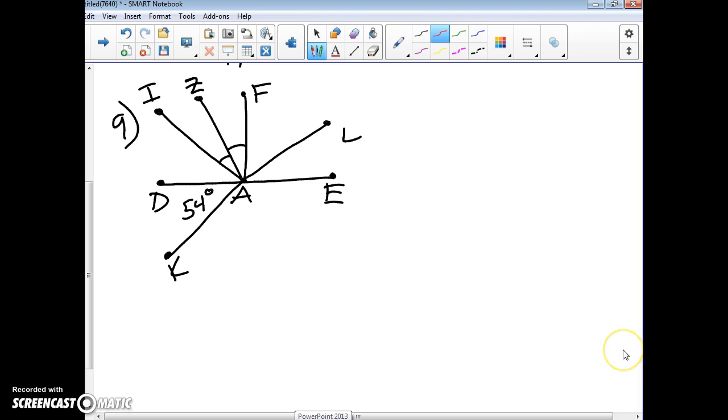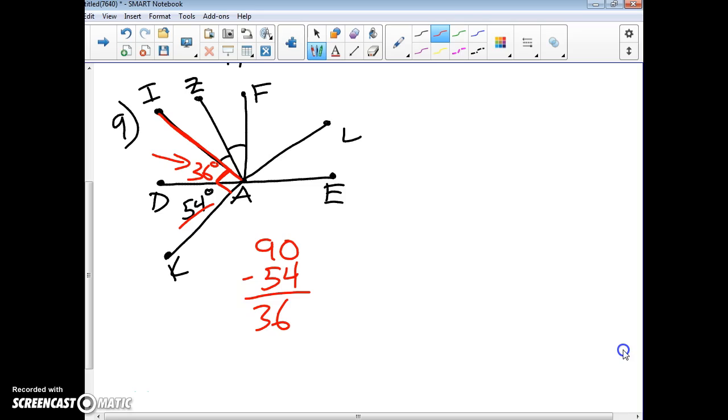Number 9, I've already done the problem, or I'm sorry, I've already made the picture for number 9, and the only thing I give you is that that's 54 degrees. Well, let's do some figuring here. Let's look at it this way. I tell you in the problem that AI is perpendicular to KL. So that means this angle right here is 90. So if I'm thinking about this, I think I could figure out what that angle is. All I need to do is do 90 minus 54, and I wind up with 36 degrees right here.